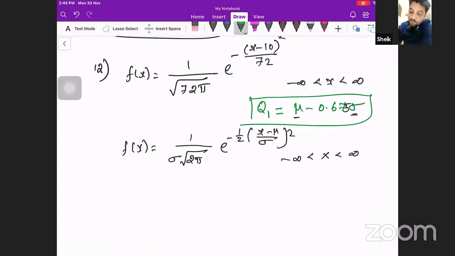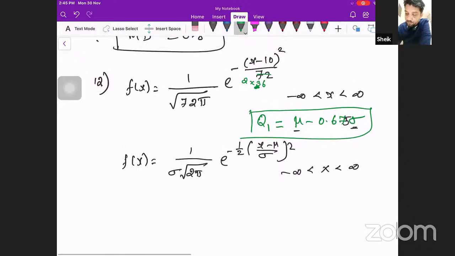Now look at this. This is 72, right? This 72 can be written as 2 into 36. Of course, my dear, this is the logic here. The 2 I separated, 36 I have separated. Now compare these two. In place of mu, we have got 10. So mu is equal to 10. And in place of sigma square, we have got 36. Therefore sigma is equal to 6.